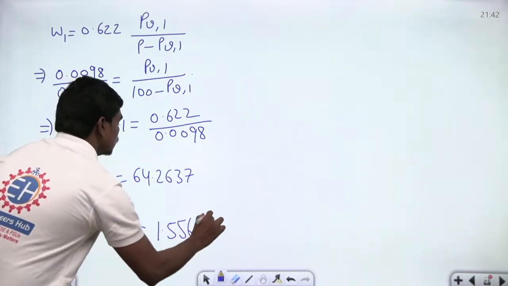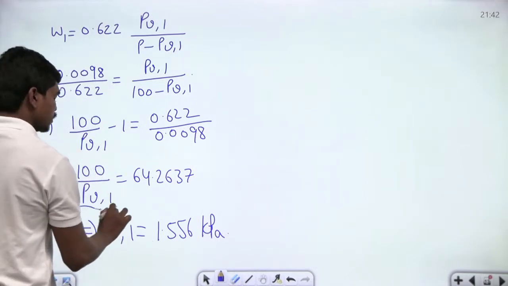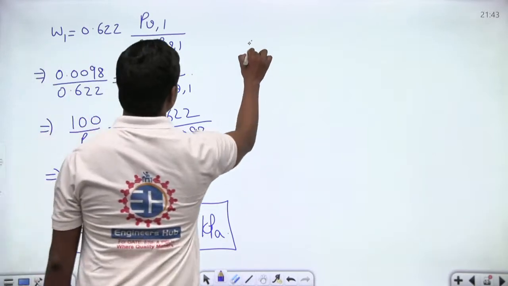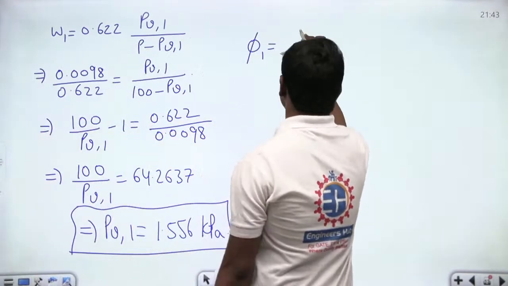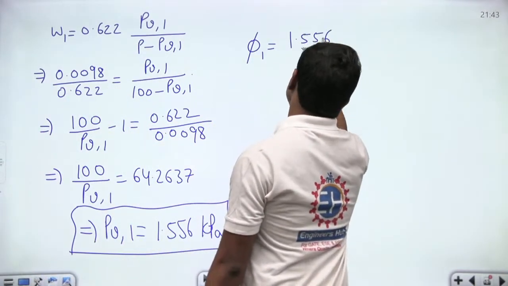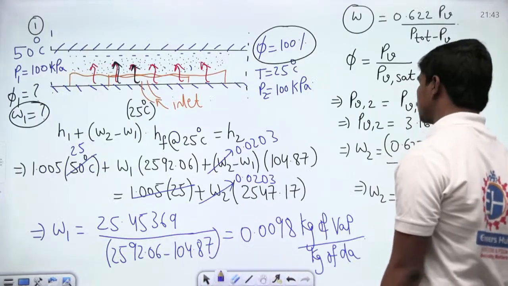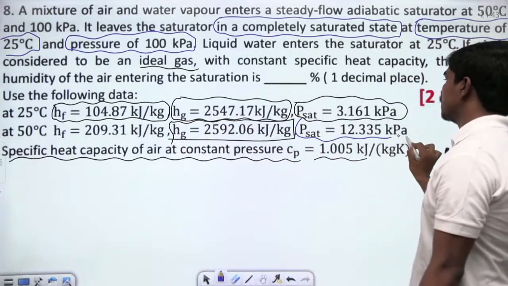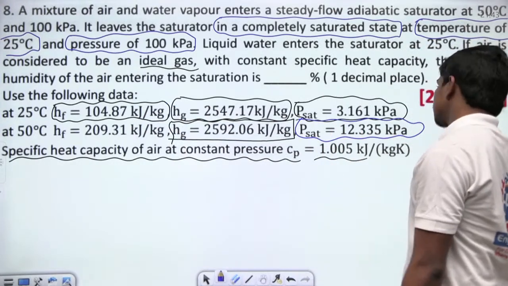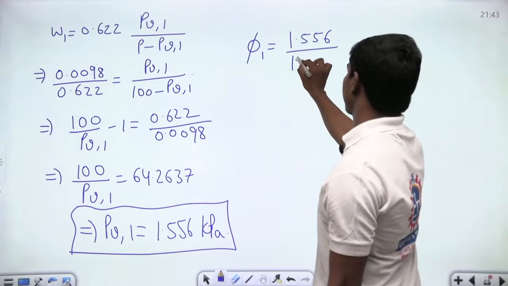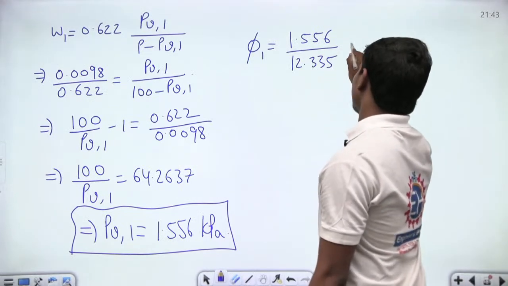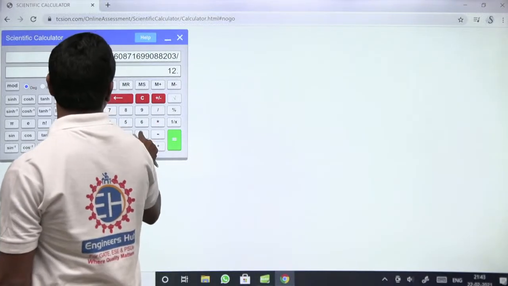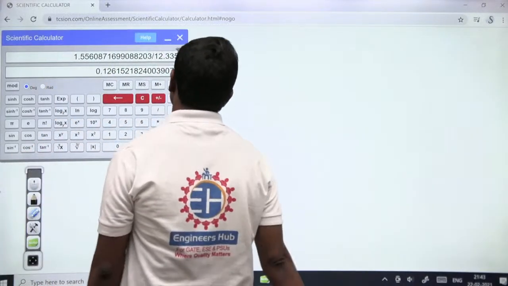1.556 kilopascals. So this is the pressure of vapor in this situation. So if you want phi 1, it's very simple. Phi 1 is equal to 1.556 kilopascals divided by the saturation pressure value that's given at the initial conditions at 50 degrees Celsius, which is 12.335. So let us calculate this value: 1.556 divided by 12.335. You can see 0.1261.